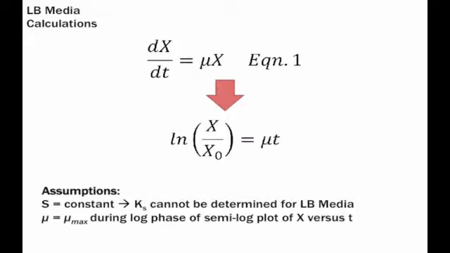For the LB media calculations, the assumption was made that the substrate concentration is constant because the media is extremely rich in nutrients. From this assumption, the Monod constant, Ks, cannot be determined for the LB data. The maximum growth rate parameter, mu max, was determined from the semi-log plot of biomass concentration over time and was assumed to be equal to mu during the log phase of the plot.